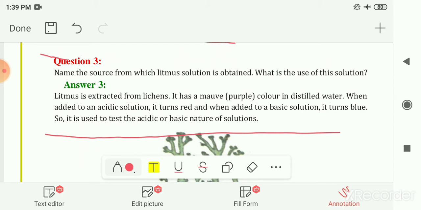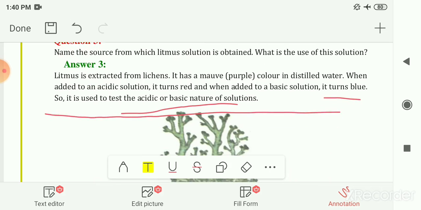So from this lichen we can get the litmus, and in distilled water its color is purple, and when it's added to an acidic solution it turns red, and when added to a basic solution it turns blue. So it is used to test the acidic or basic nature of any solution. So this is the use of litmus solution and how it works. We get it from the lichens, and it turns red in acidic solution and blue in basic solution.